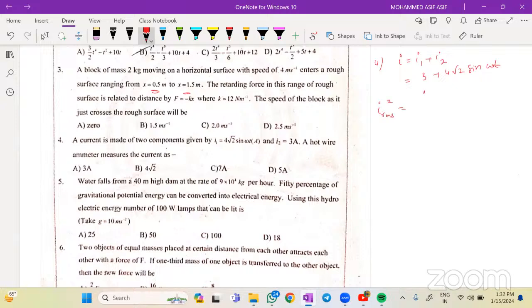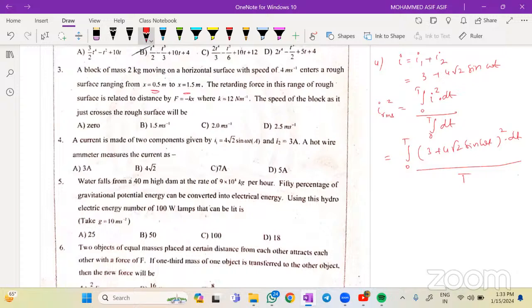IRMS square is equal to integral of 0 to T of I square into dt divided by integral of dt. So that value will be equal to, I की वैल्यू डाल दीजिए यहाँ पर, पूरा integral of 0 to T, this value will be equal to 3 plus 4 into root 2 into sine of omega into t का whole square into dt divided by integral of dt. ठीक है ना. So integral of dt मतलब क्या हो जाएगा कैपिटल T.